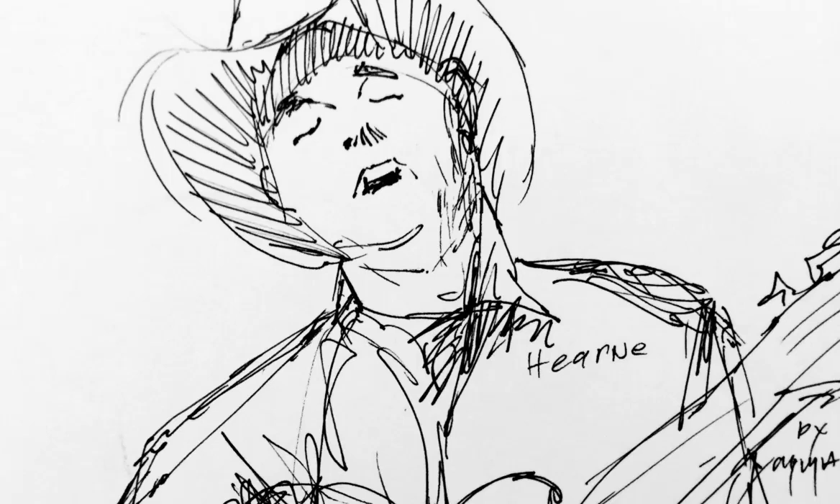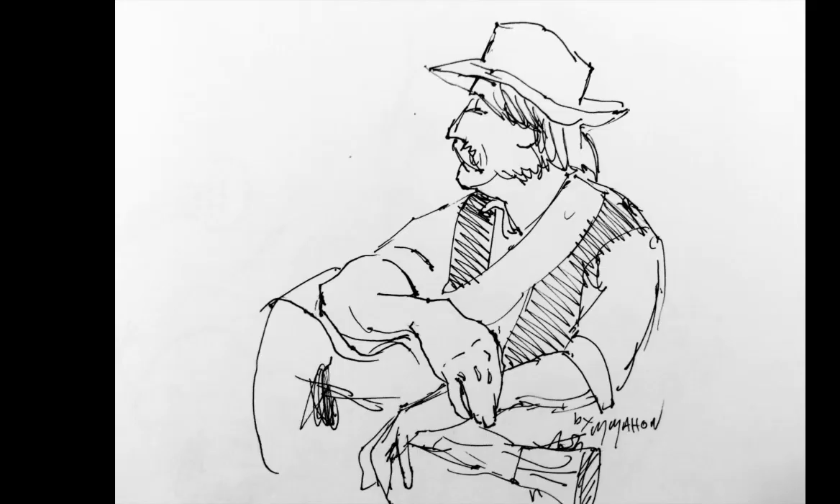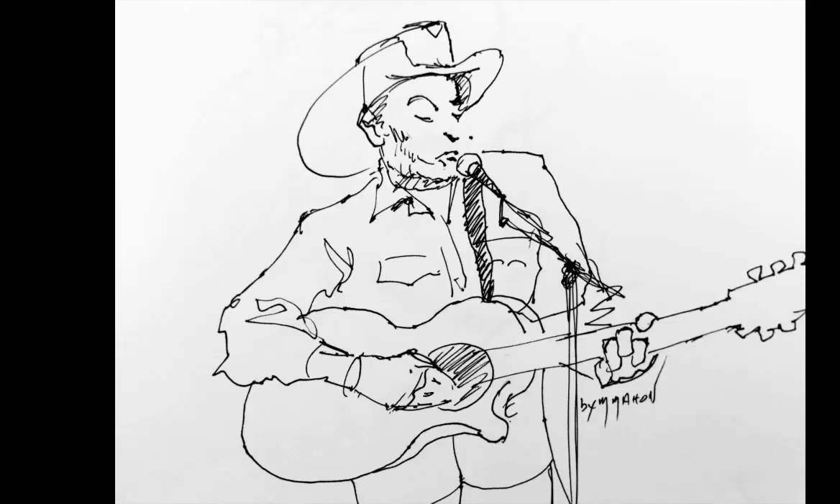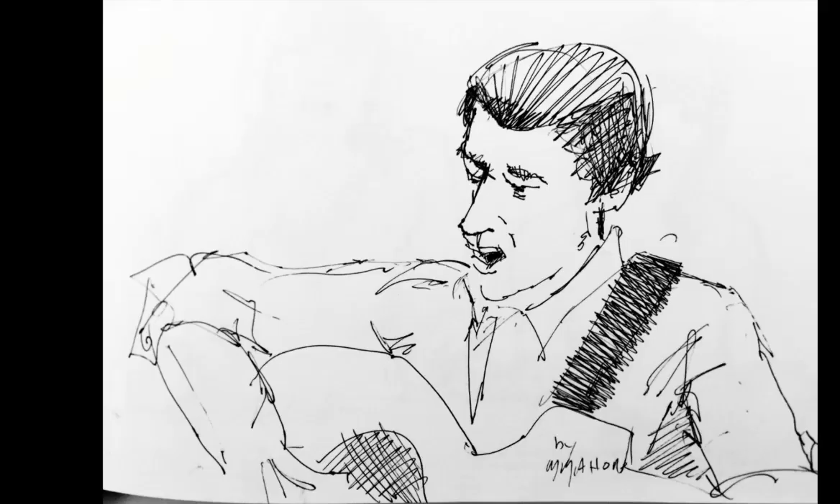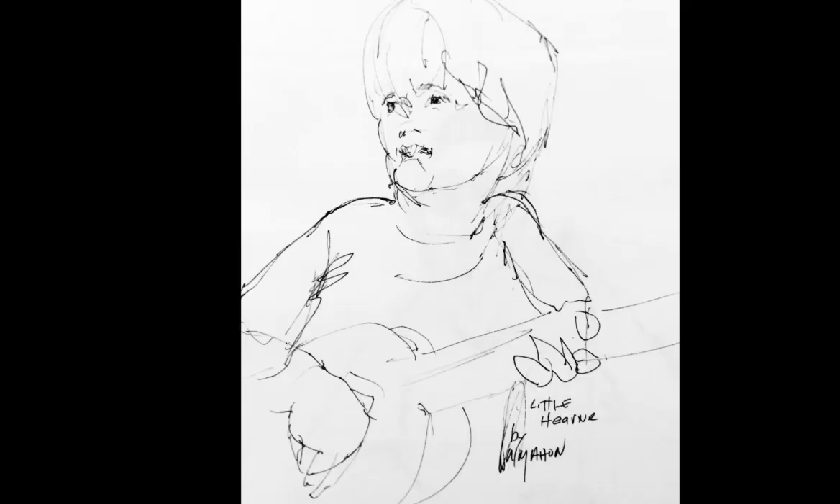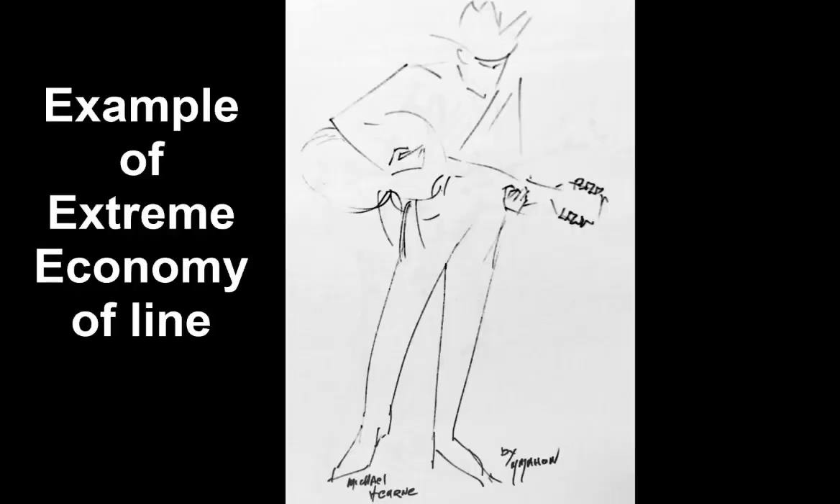You want to learn to work towards the economy of line. In other words, learn how to depict a particular gesture or motion or shape with as few lines as possible. See how economically you can demonstrate what it is you're wanting to depict. And the more efficient you become at that, the faster you can paint and draw. You see this particularly in great cartoonists. They use extreme economy of line, where with just a few lines they can create a very believable image.